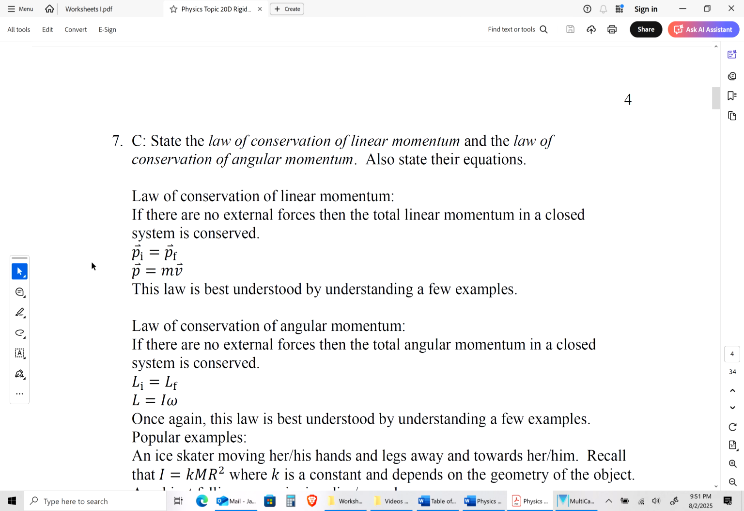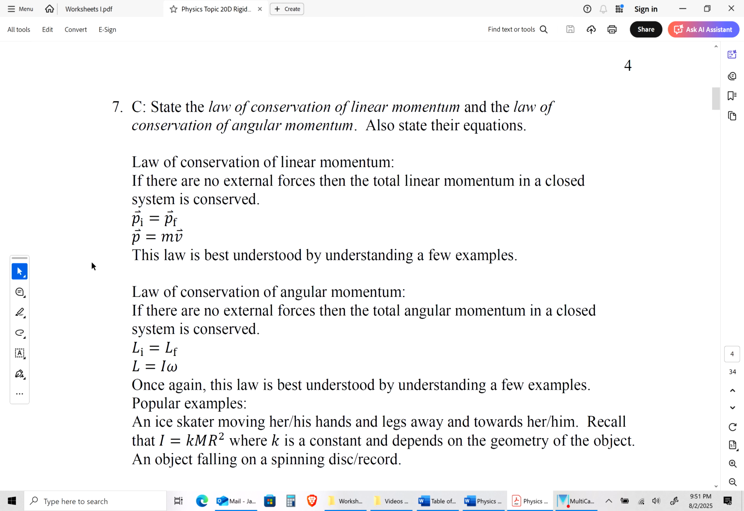Question 7, state the law of conservation of linear momentum and the law of conservation of angular momentum. Also state their equations. So the law of conservation of linear momentum says if there are no external forces, then the total linear momentum in a closed system is conserved. P initial equals P final, where P equals mv. This law is best understood by understanding a few examples, and we've already seen these examples in the previous video.